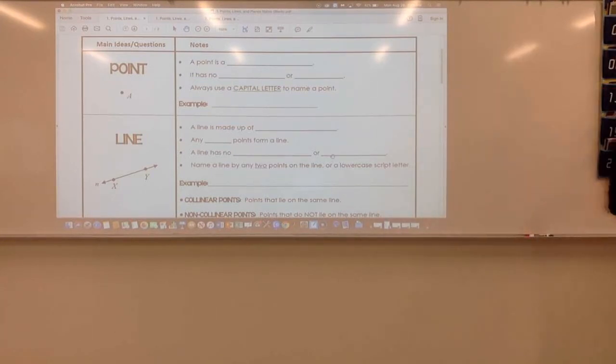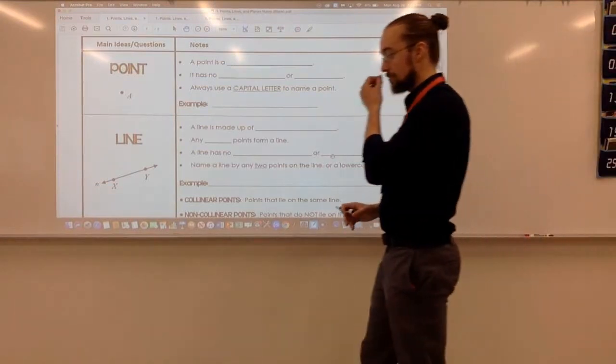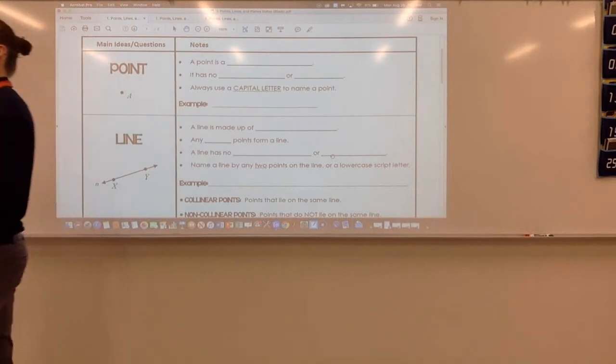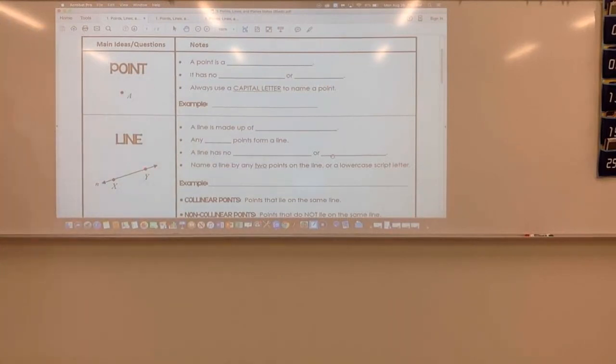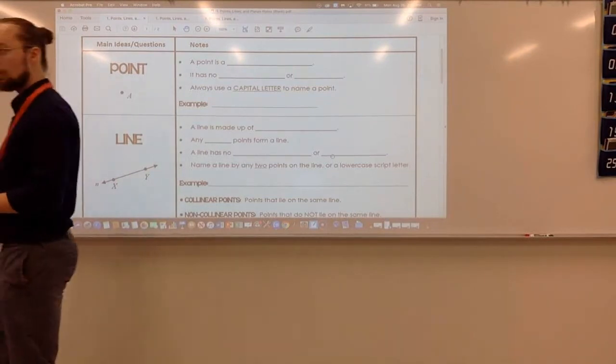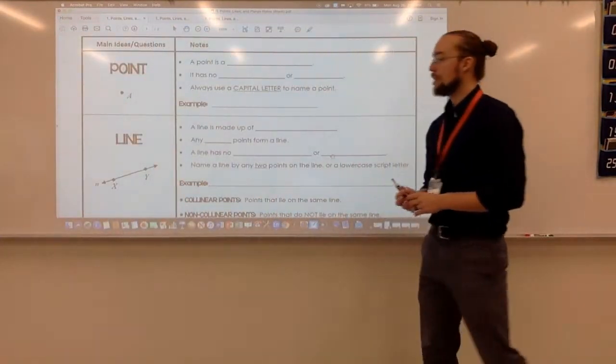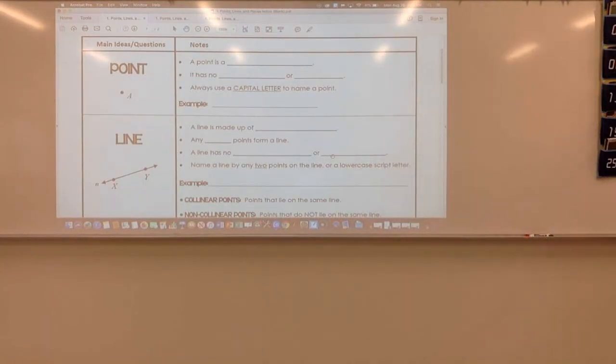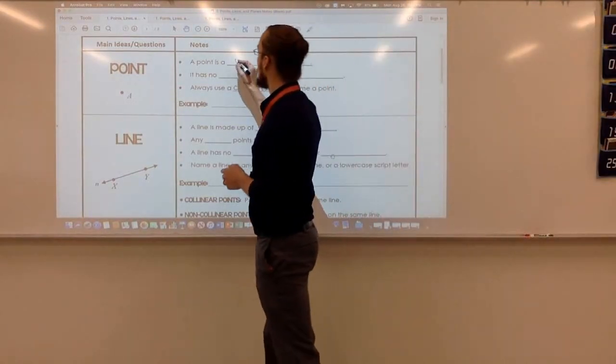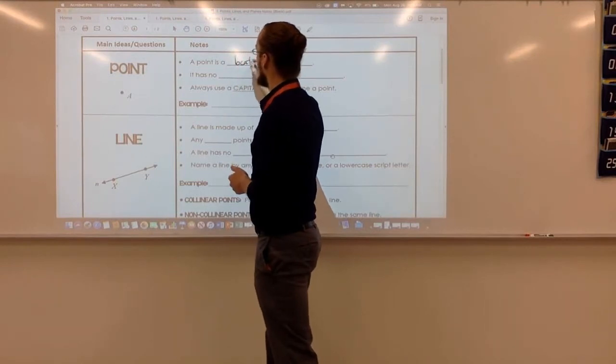How would somebody else define a point? Any ideas? Okay, yeah. Similar to what Katie just said, where things intersect. But we can define it as even more general. It doesn't have to be where lines intersect. So a point we can just define as a location.